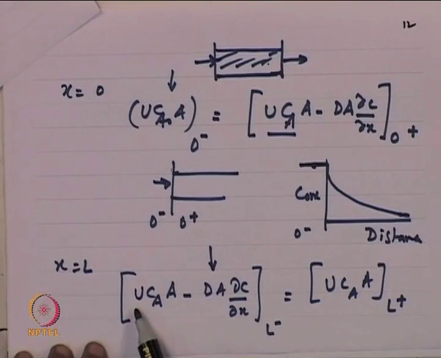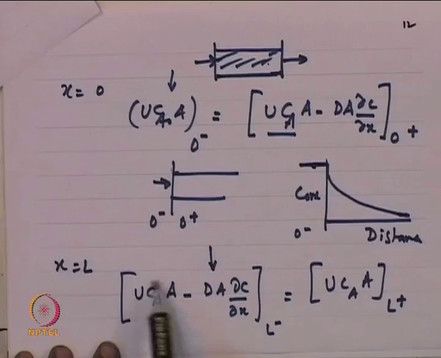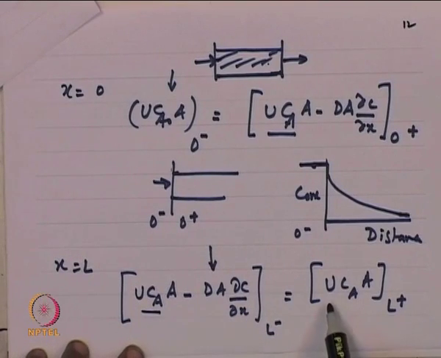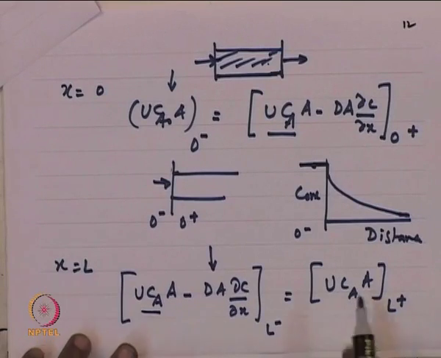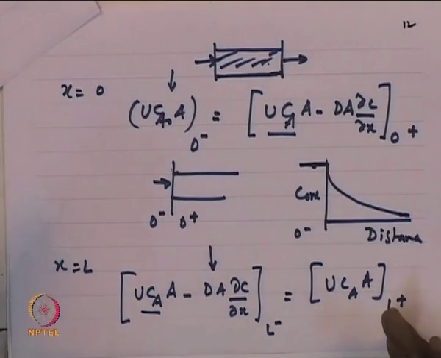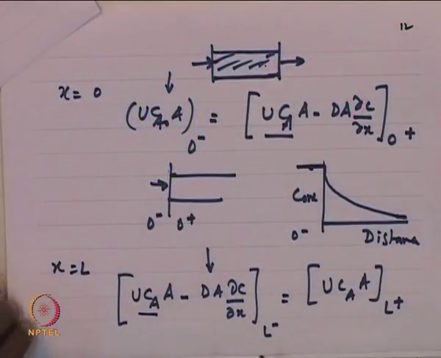So, in this equality of material balance, whatever is coming in at L minus is by convection and diffusion, and whatever is going out is by convection only, because there is no diffusion term outside the chemical reactor. That is the way we are understanding the chemical reactor. How do we make this equality hold at L minus and L plus? Let us look deeply at this.